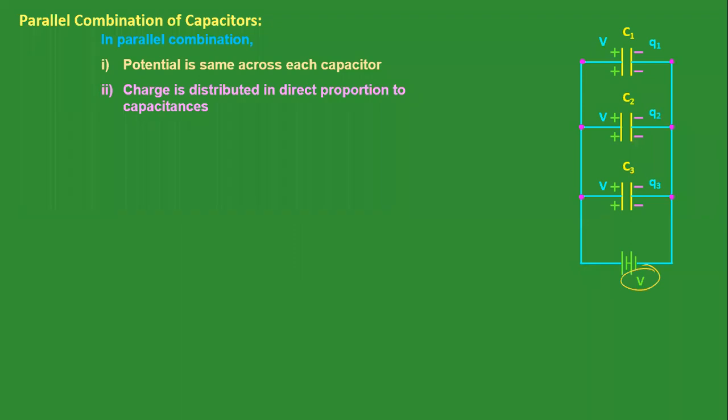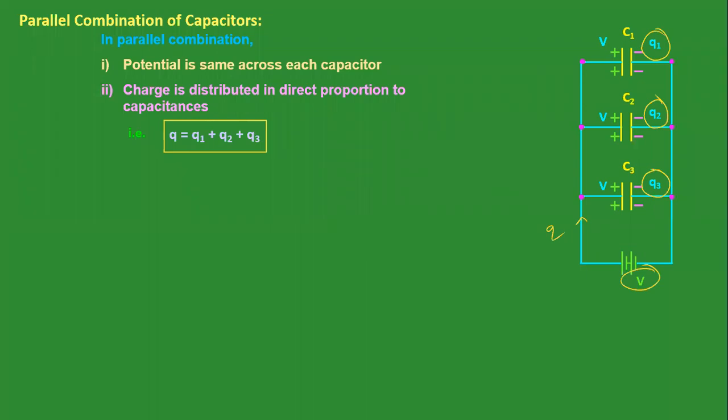Now we consider that this battery sends a charge Q. Charge through C1 is Q1, charge through C2 is Q2, and through C3 is Q3. Here the charge is not the same. We say the battery sends the charge Q and it is divided into three parts, Q1, Q2, Q3. So we can write Q is equal to Q1 plus Q2 plus Q3.